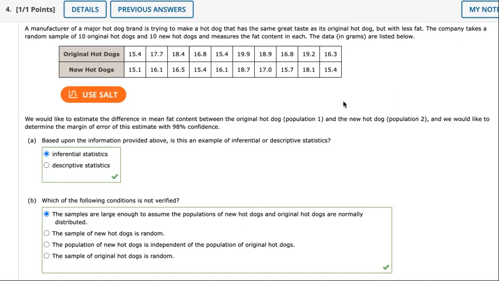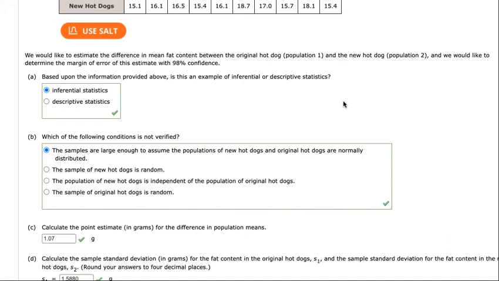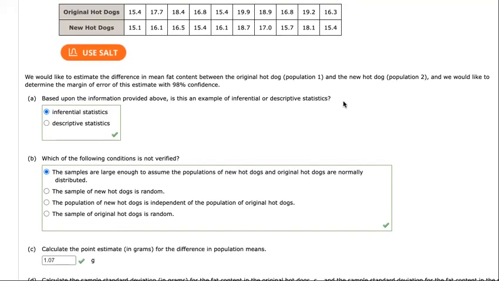We would like to estimate the difference in mean fat content between the original hot dog population 1 and the new hot dog population 2, and we would like to determine the margin of error of this estimate with 98% confidence. Based upon the information provided above, is this an example of inferential or descriptive statistics?